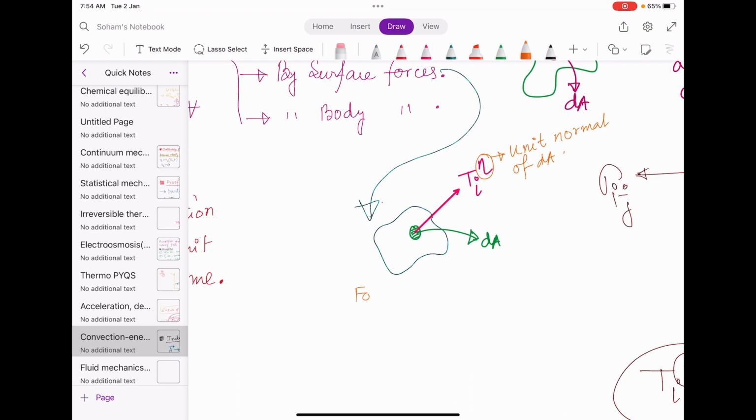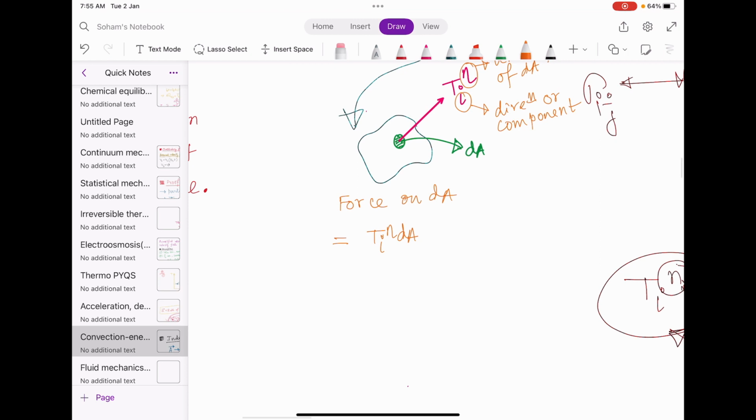Then the force on dA will be t_i^eta dA. What is the direction of the force? That is nothing but i. So this i denotes the direction or component of the force. If you are considering Cartesian coordinates, then i can be 1, 2, 3, that is x, y, z. So this is a vector. I have already introduced you to the index notation and how it is applied, so by this time it should be clear that t_i^eta is a vector. So this is the force on the surface dA.